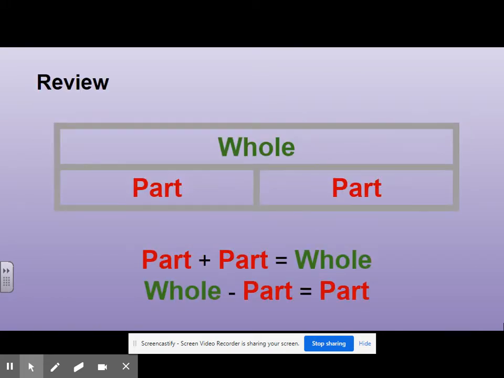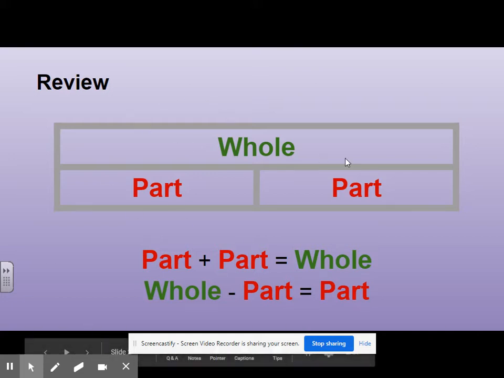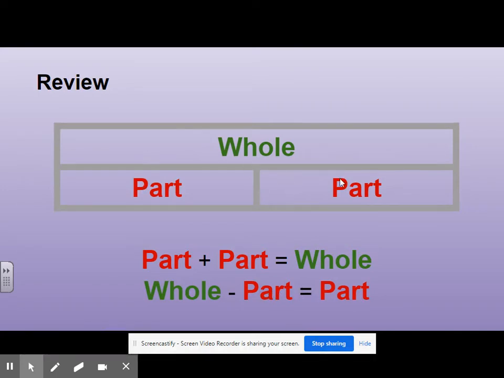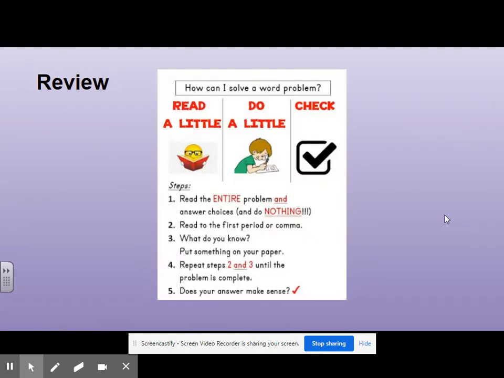All right, just to review, the bar model. The top is the whole, and then the bottom is broken into two parts. The two parts make the whole, okay? And we can do equations in this way. We can add two parts to get the whole, or if we know the whole, we can use the whole and subtract the part to get the other part. So the two parts make the whole is all this is showing you, okay?